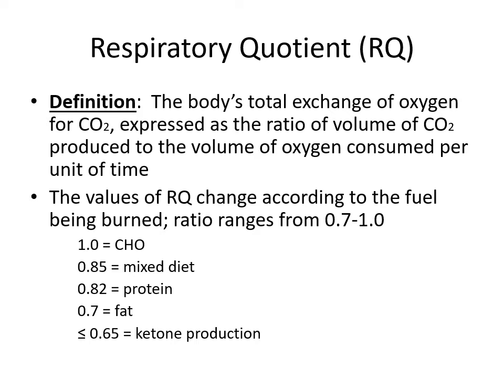Now the values of the respiratory quotient change based on the fuel source or macronutrient being burned. And the ratio ranges from 0.7 to 1.0. Now the theoretical 1.0 would be pure carbohydrates. Pure fat is represented by 0.7, with a mixed diet being exactly in the middle at 0.85, and pure protein at 0.82, although this is mostly theoretical as the body should not be burning protein for its primary energy source. Now you can see lower values, so less than or equal to 0.65, if the body is using ketones primarily as an energy source.